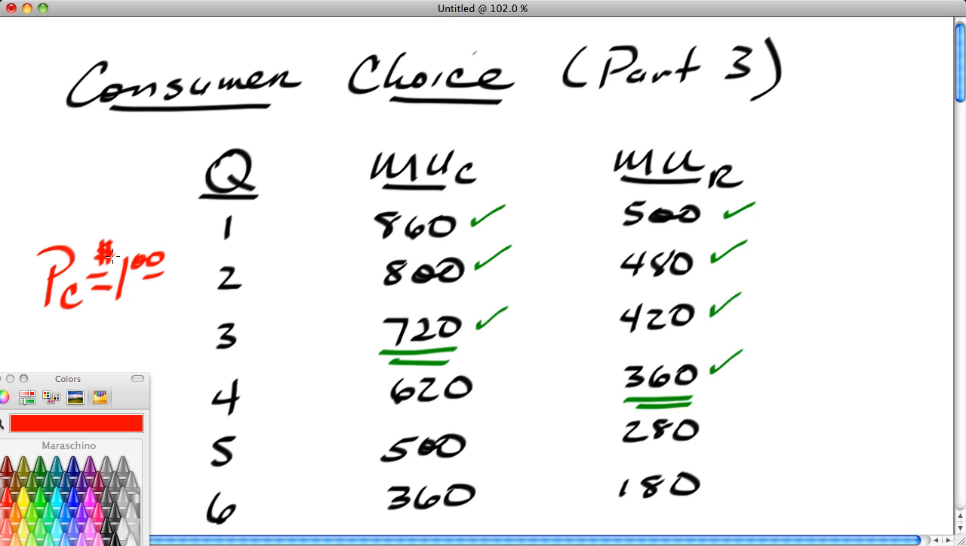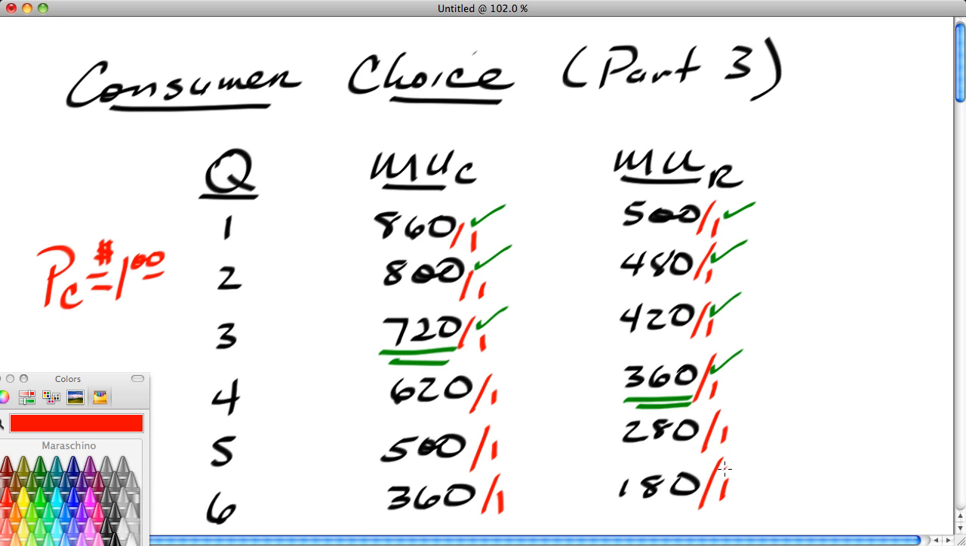Now this makes the problem considerably easier because remember the price of rolls is $1, and if the price of coffee is $1, then there needs to be no adjustment to these MUs. So in other words, this is 860 per dollar, this is 800 per dollar, 720 per dollar, and so on. So these are in per dollar, and these were already in per dollar. So we don't need to make any adjustment to the MUs to compare the products. We can simply make the comparisons on the basis of these given MUs.